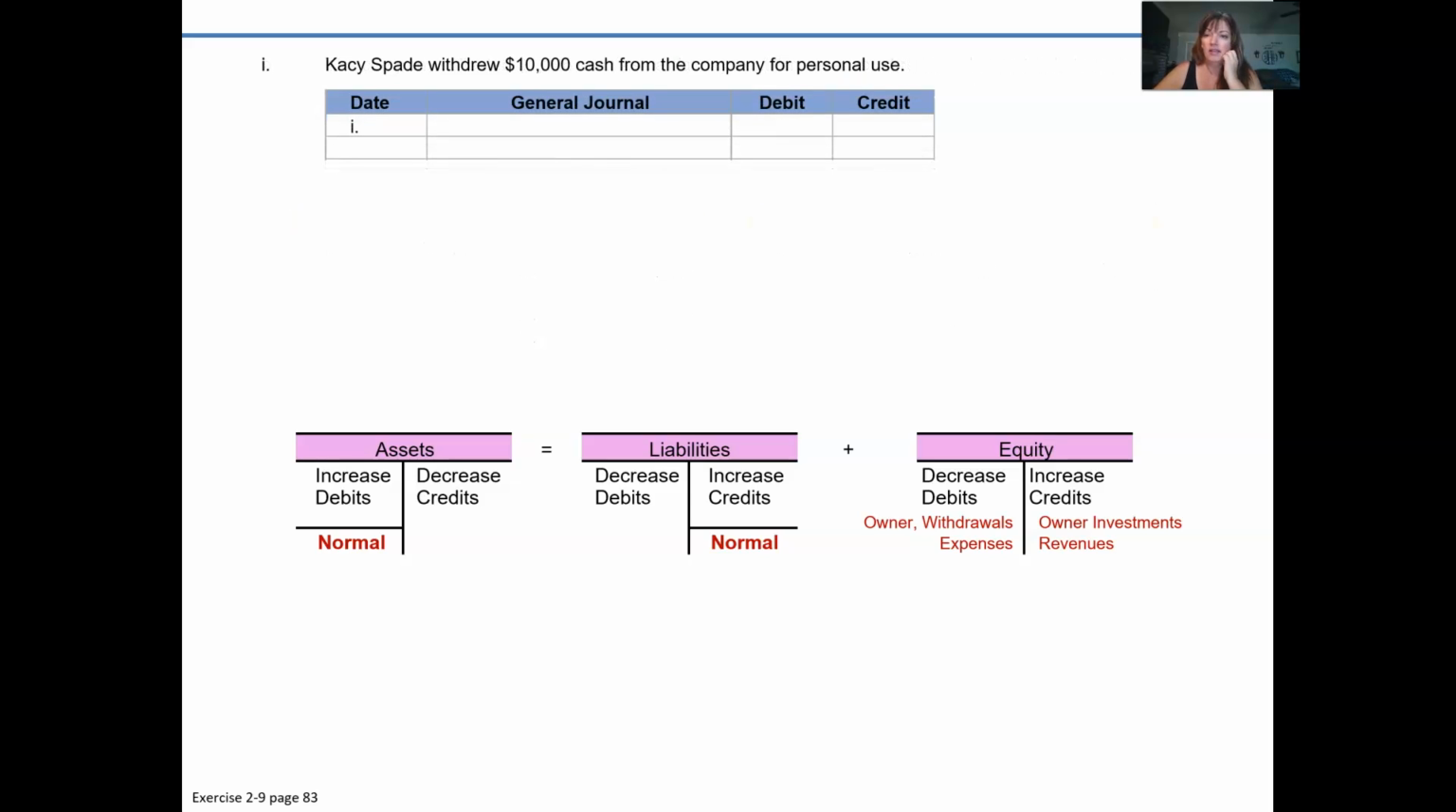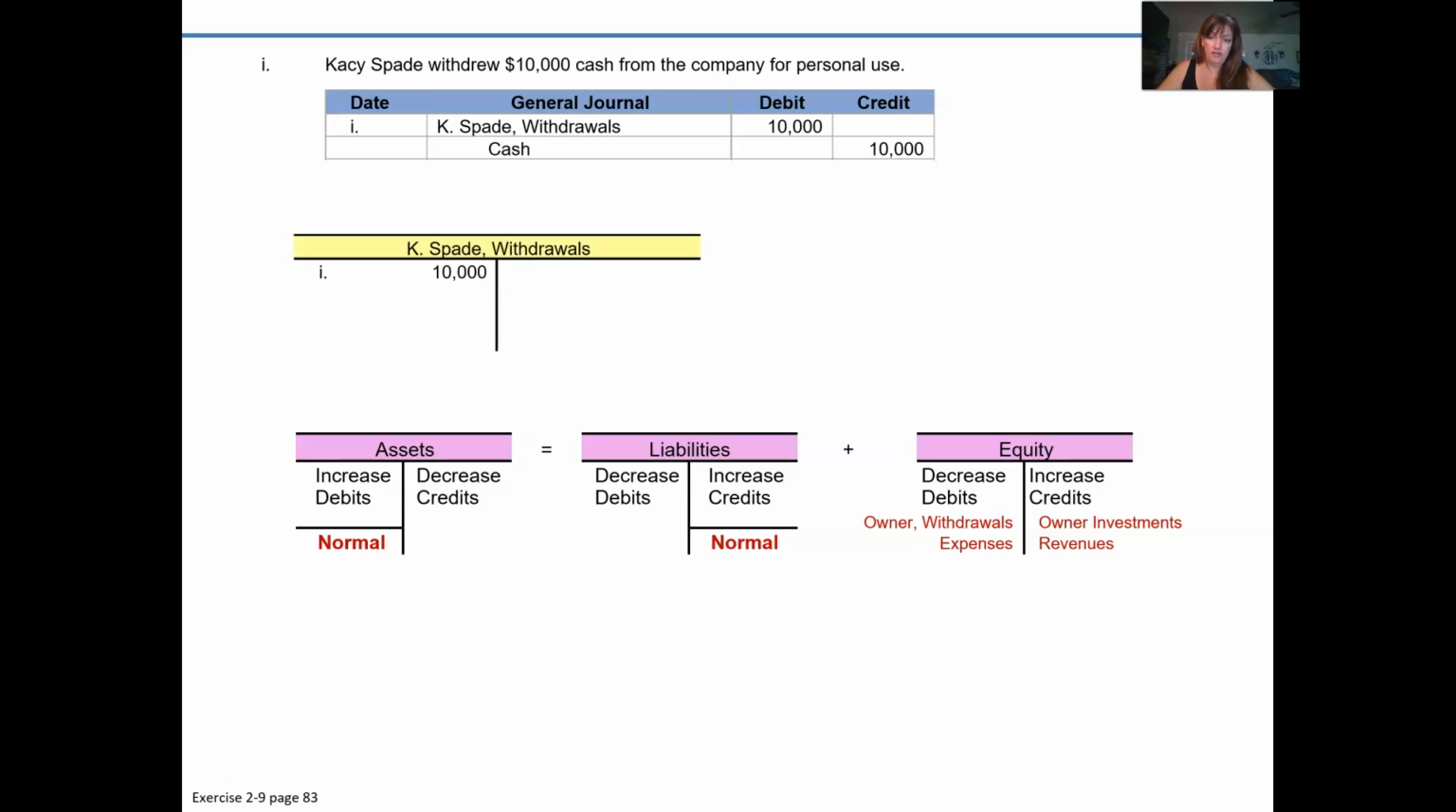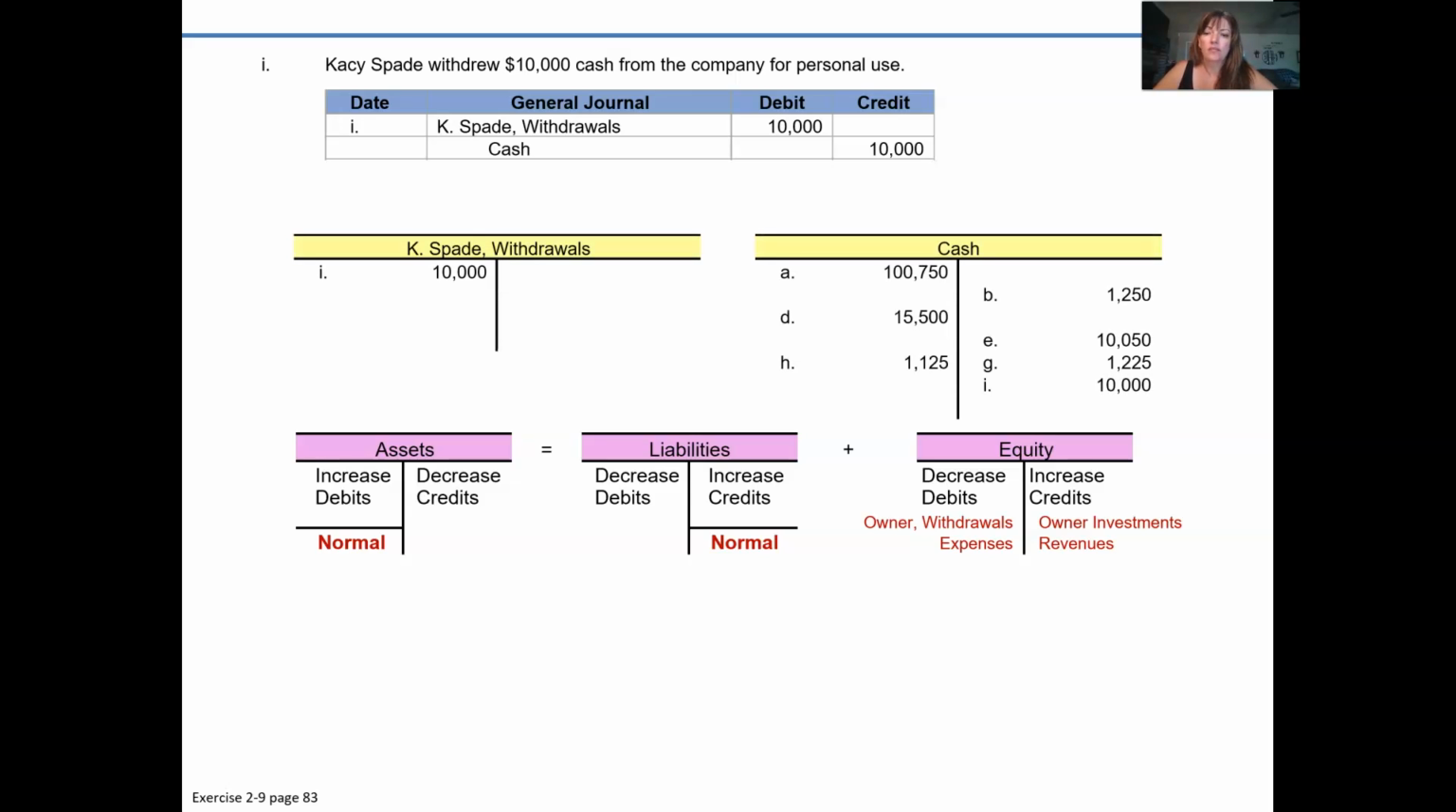And then the last one is I. Casey Spade withdrew $10,000 cash from the company for personal use. This is her draw. As an owner, she'll do this every month instead of getting a regular paycheck. You will debit the withdrawal account, which coincides with the capital account that she has. The capital account is what she has invested in the company. The withdrawal account is what she takes out of the company. And then they will write a check to her, so we'll credit cash $10,000. A debit for the withdrawal, and then add the credit of $10,000 to cash.